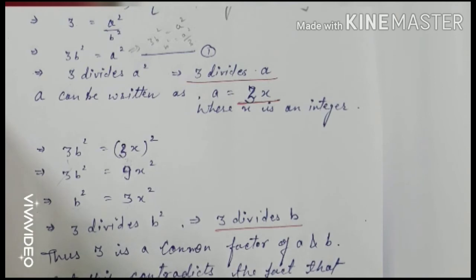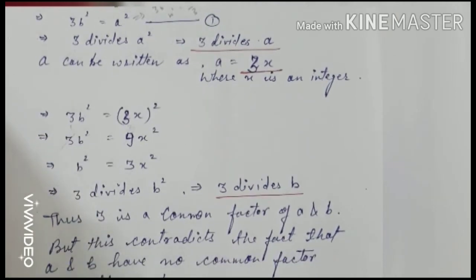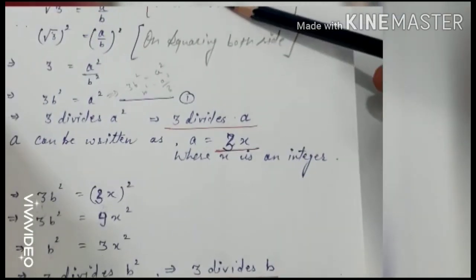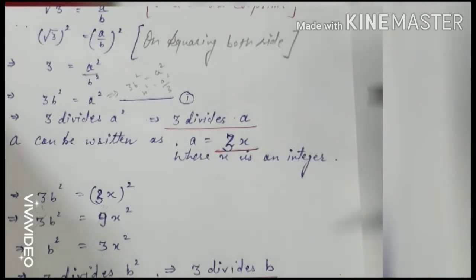This is the contradiction. That means we had supposed that a and b have no common factor other than 1. That means this contradiction arises by assuming that root 3 is rational. Therefore, root 3 is not a rational number.